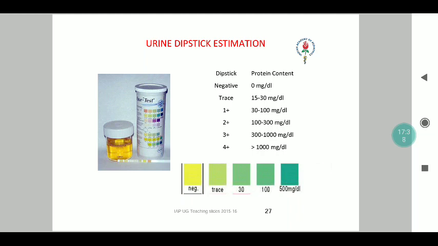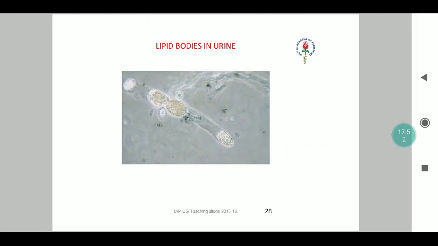Urine dipstick is more of a semi-quantitative method. It is compared based on the color you get, and based on the color you can detect the range in milligram per deciliter. Presence of lipid bodies in urine can also be seen on urine microscopy.